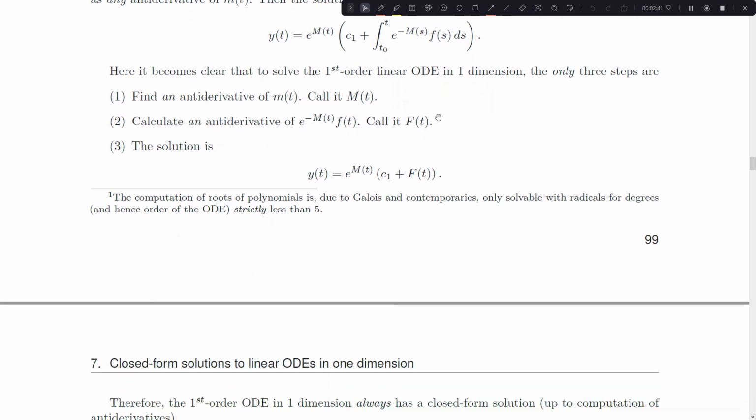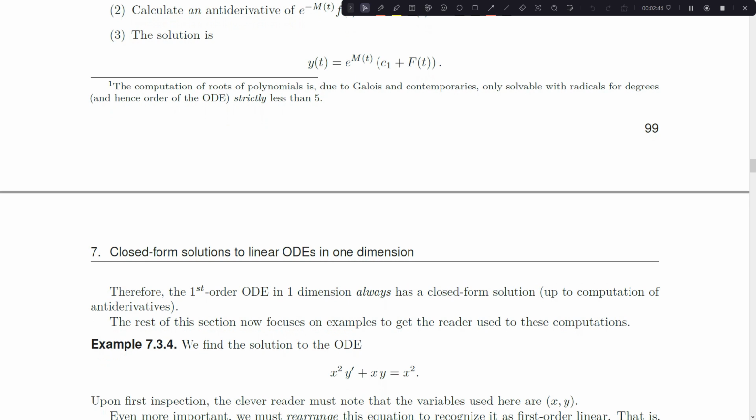So let's look at an example of this. So there's a nice example, x squared y prime plus xy equals x squared, and we want to put this in the form y prime equals m(x)y plus f(x). And so to do that, I'm going to divide by x squared. That's going to get rid of that. It's going to make that a 1. It's going to make that a 1 over x. And then I'm going to move this term to the right hand side. So upon doing those, I'm going to recover y prime is negative 1 over x times y plus 1.